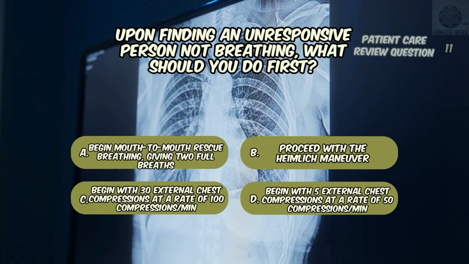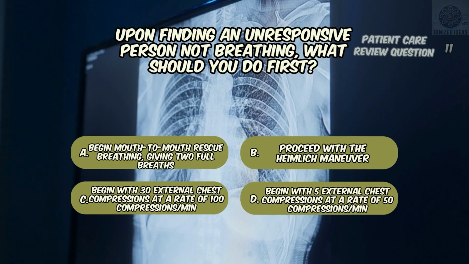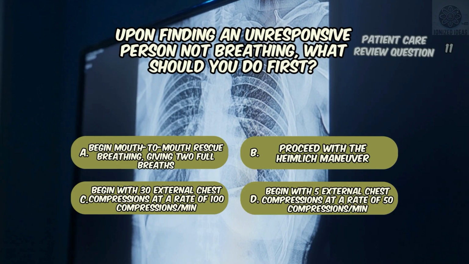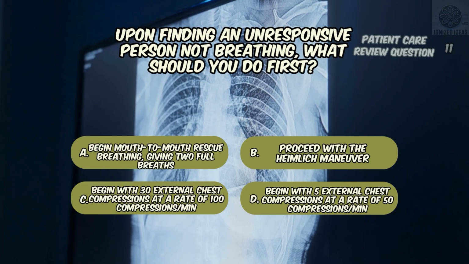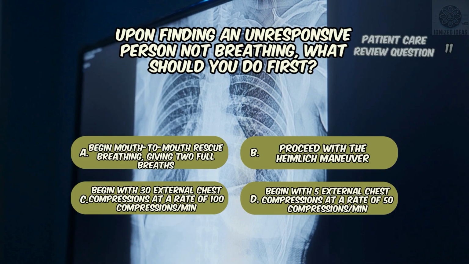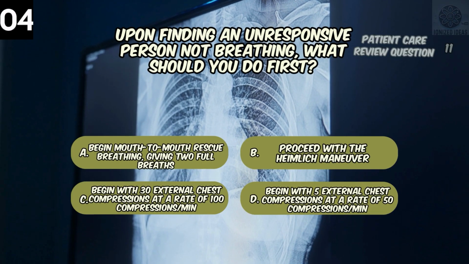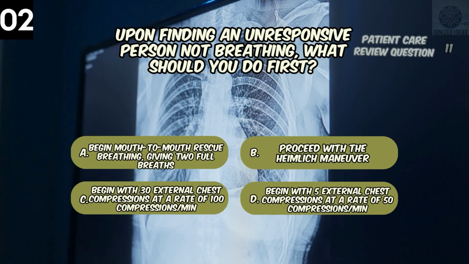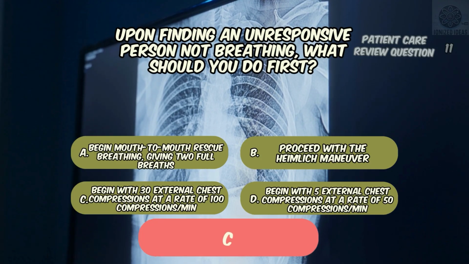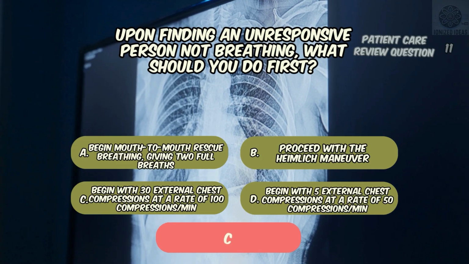Upon finding an unresponsive person not breathing, what should you do first? A. Begin mouth-to-mouth rescue breathing, giving 2 full breaths. B. Proceed with the Heimlich maneuver. C. Begin with 30 external chest compressions at a rate of 100 compressions per minute. D. Begin with 5 external chest compressions at a rate of 50 compressions per minute.